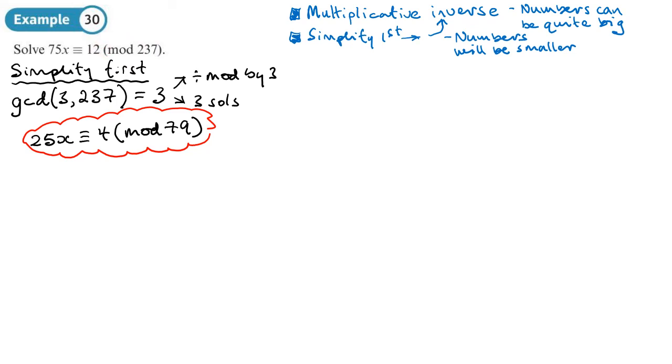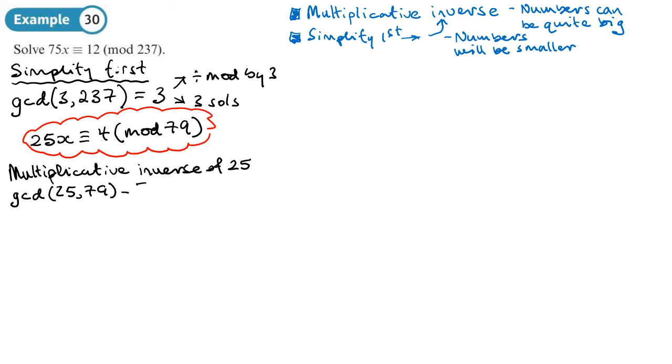So now we need to find the multiplicative inverse of 25, because we're going to multiply both sides by a number so that it reduces down to just x. So the first thing that we need to do is find the greatest common divisor of, and remember it's these two numbers here, a and m, so 25 and 79. So I will use the Euclidean algorithm to do that.